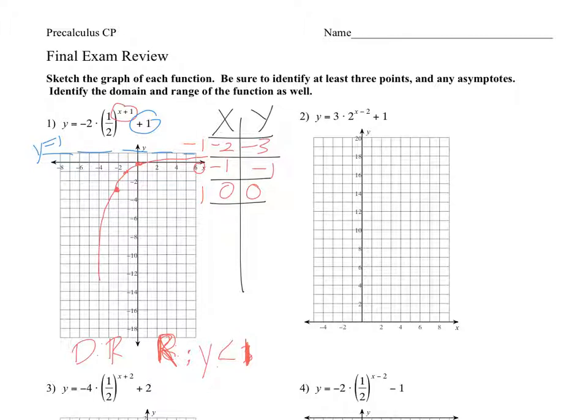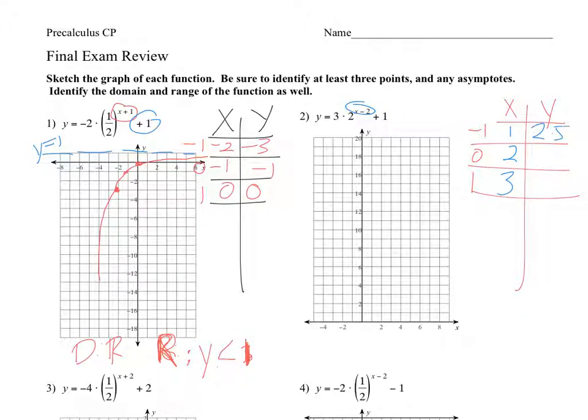For number 2, I'm going to do the same thing. I'm going to build a table, and I'm going to try to make my exponent -1, 0, and 1. The values I'm going to choose for that this time are going to be 1, 2, and 3, because if I plug those in, that makes the exponent -1, 0, and 1. If I plug 1 in, we get 3 times 1/2 plus 1, which would end up being 2.5. If I plug 2 in, we get 3 times 1 is 3 plus 1 is 4. If I plug 3 in, we get 3 times 2 is 6 plus 1 is 7.